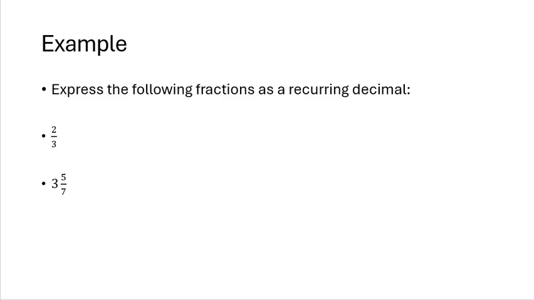Now for the first one, it's pretty simple. I'll just write it out like this. So it becomes 0, the 2 gets attached to the 0 here. And as you can see, 3 goes into 20 6 times, there's a remainder of 2.